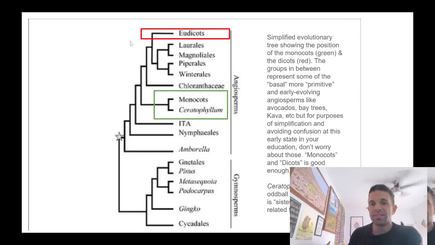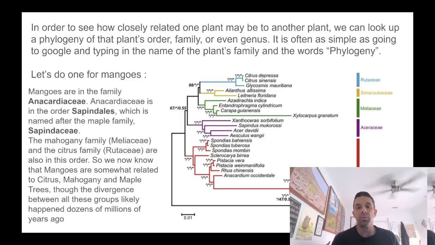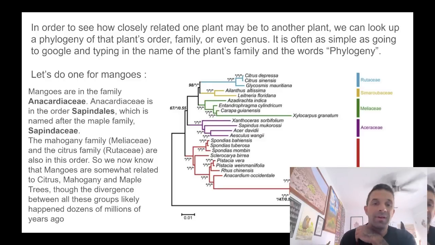So just know that it's technically not as simple as monocots and dicots, but for all intents and purposes for us it is. And for beginner botanists and people that just want to know a thing or two about plants, it is as simple as just monocots and dicots. Okay, so in order to see how closely related one plant may be to another plant, we can look up a phylogeny of that plant's order, family, or even genus.